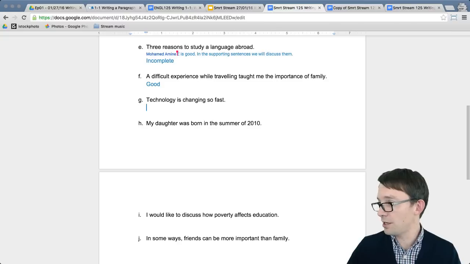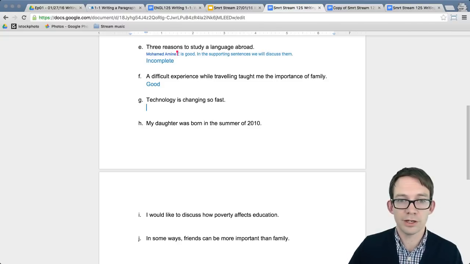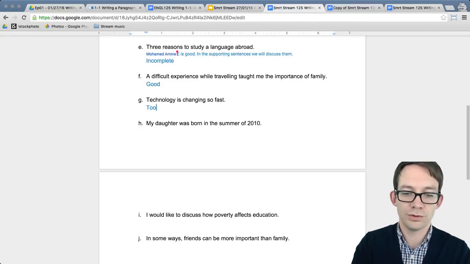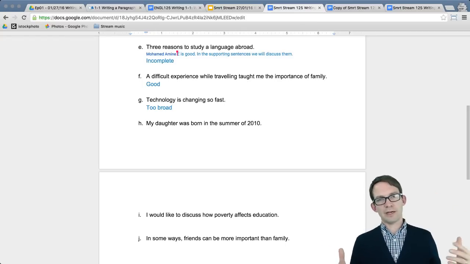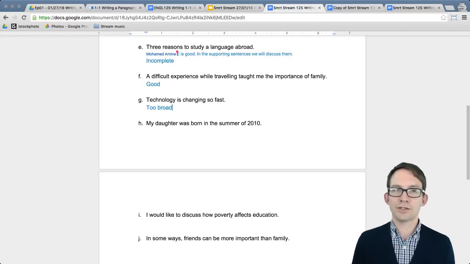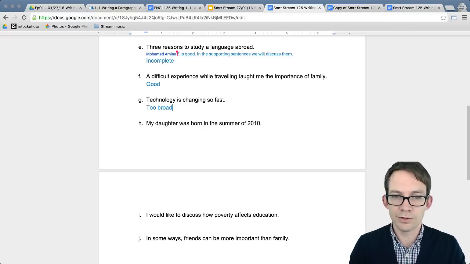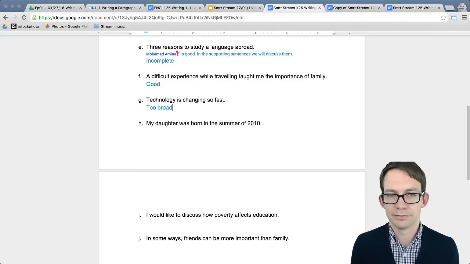Any answers for G? Nothing for G? Okay. Technology is changing so fast. In this case, I would say too broad. Because technology is changing so fast. I mean, it is true, but it's still such a broad topic that you really wouldn't be able to write very well about that in one paragraph. There's so much technology out there, and changing so fast is just not specific enough. Okay, so you want to narrow that down a little bit.